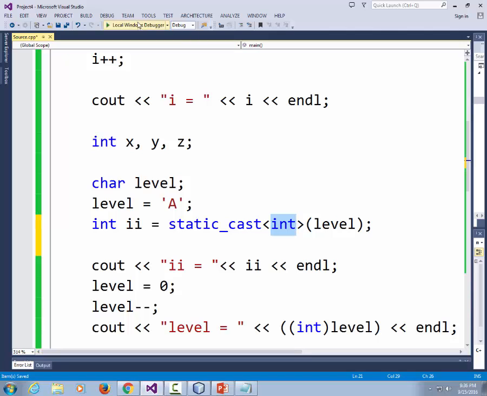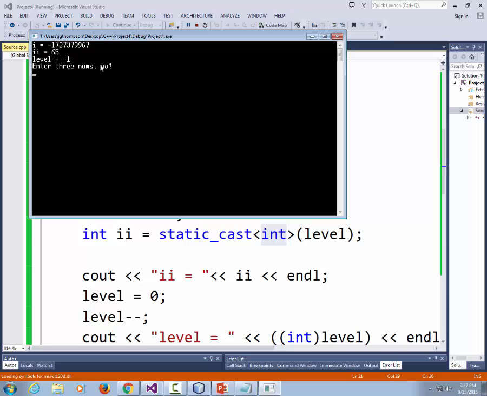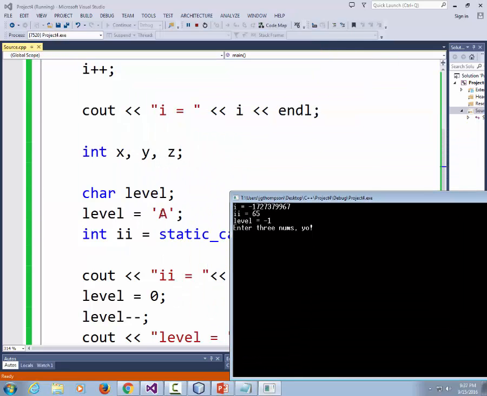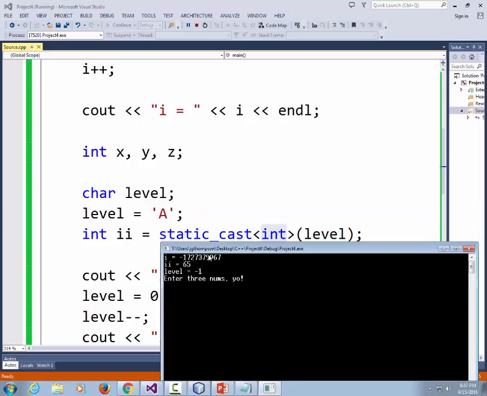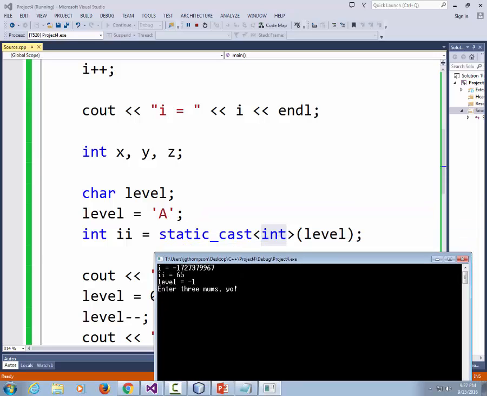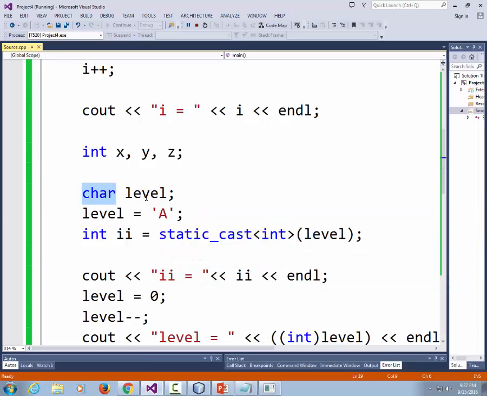Okay. And so i equaled 65 because it was A, but it got cast to the type of int. And the ASCII value of an A is 65. So inside that character, that's really a byte that contains the value 65. And so we cast it to an int to extract that so it would no longer be treated as a character, instead be treated as a number.